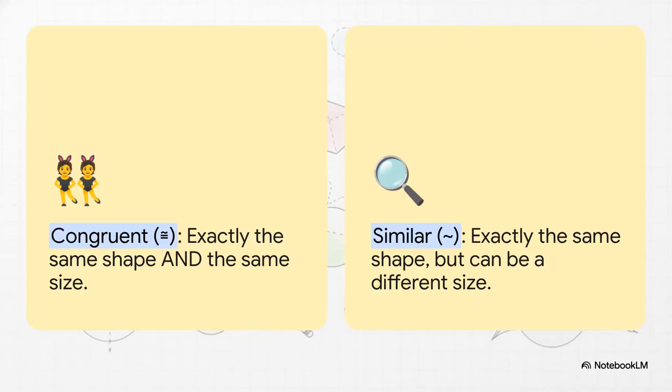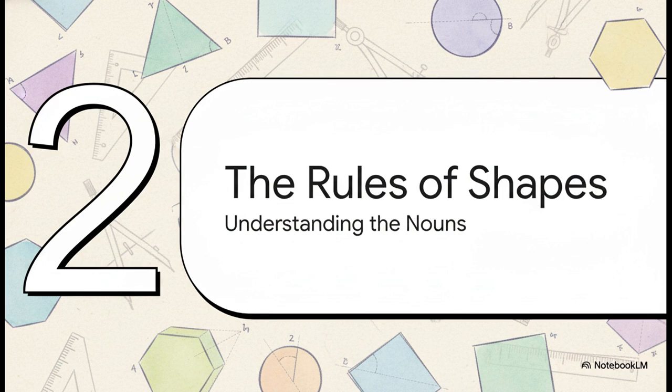Done. All right, this next one clears up something that trips a lot of people up. On the left, you've got congruent. Think of it as identical twins. Exactly the same shape, exactly the same size. Then on the right, you've got similar. They've got the same shape for sure, but one can be a zoomed in or zoomed out version of the other.